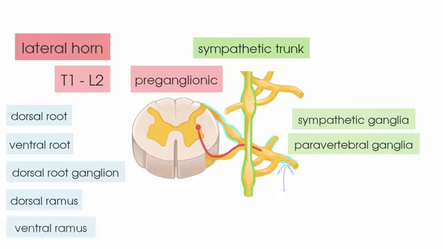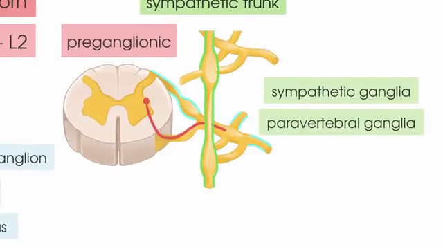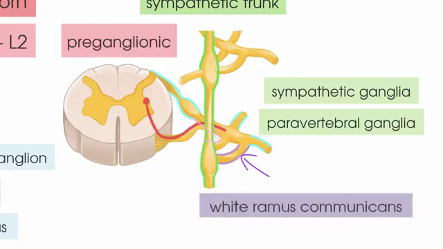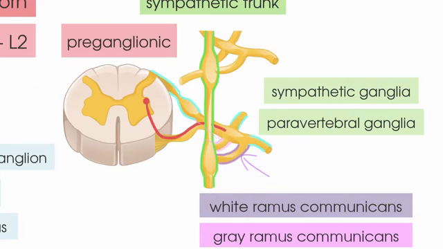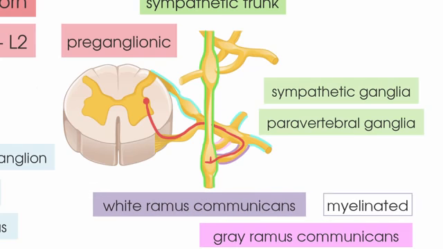Now you can see that we have a few new structures over here. We've got these two branches leaving the ventral ramus, the white ramus communicans and the grey ramus communicans, connecting to the sympathetic ganglion, which is a part of the sympathetic trunk that I showed you earlier. So the neuron leaving the spinal cord enters the sympathetic ganglion through this white ramus. It's called white because the preganglionic fibre is myelinated.